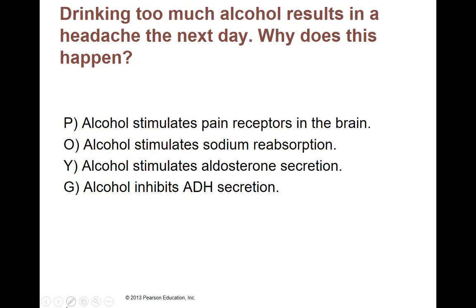Drinking too much alcohol results in a headache the next day. Why? It is green. It inhibits the antidiuretic hormone, or it inhibits the anti-P. So what's actually causing you to have the headache? Dehydration.